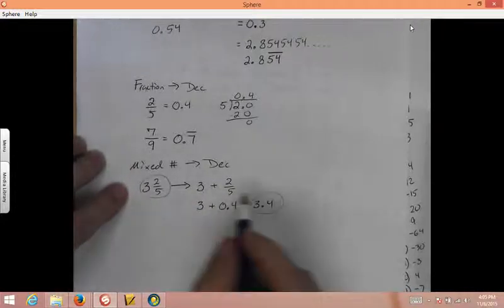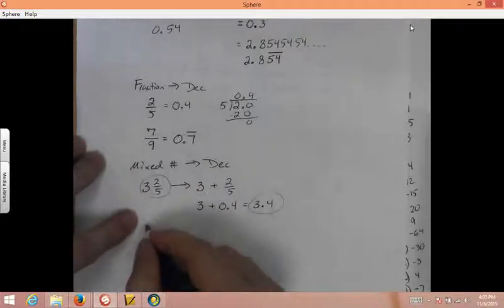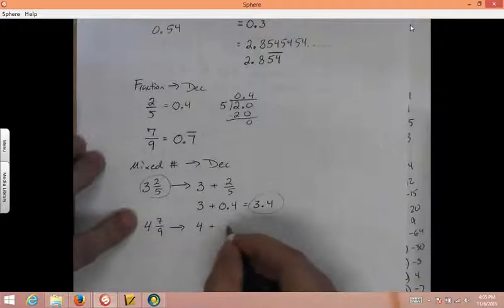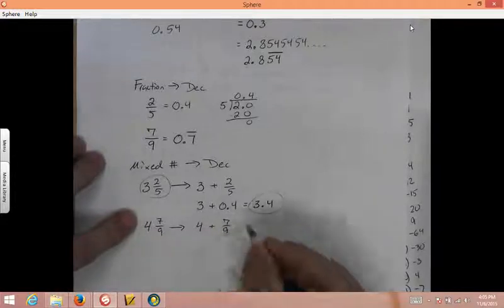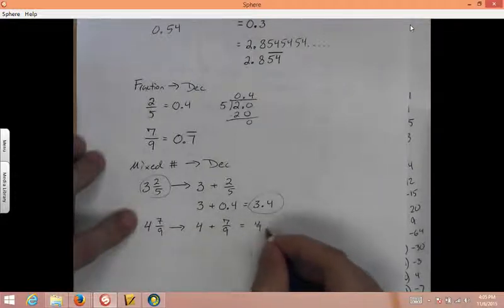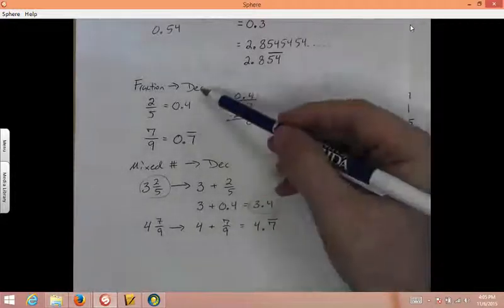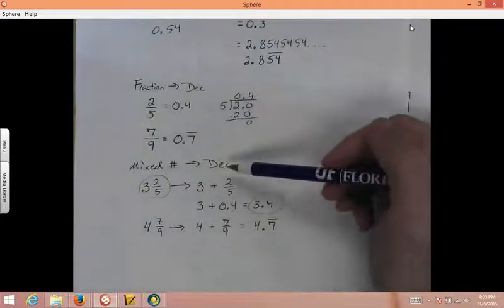Let me show you with this one here. If I had 4 and 7/9. Again, I separate off that whole number, and we already know that 7/9 is 0.7 with bar notation, so when I put it together, it's going to be 4.7 with bar notation. Alright, so this is how to turn a fraction into a decimal. This is how to turn a mixed number into a decimal.